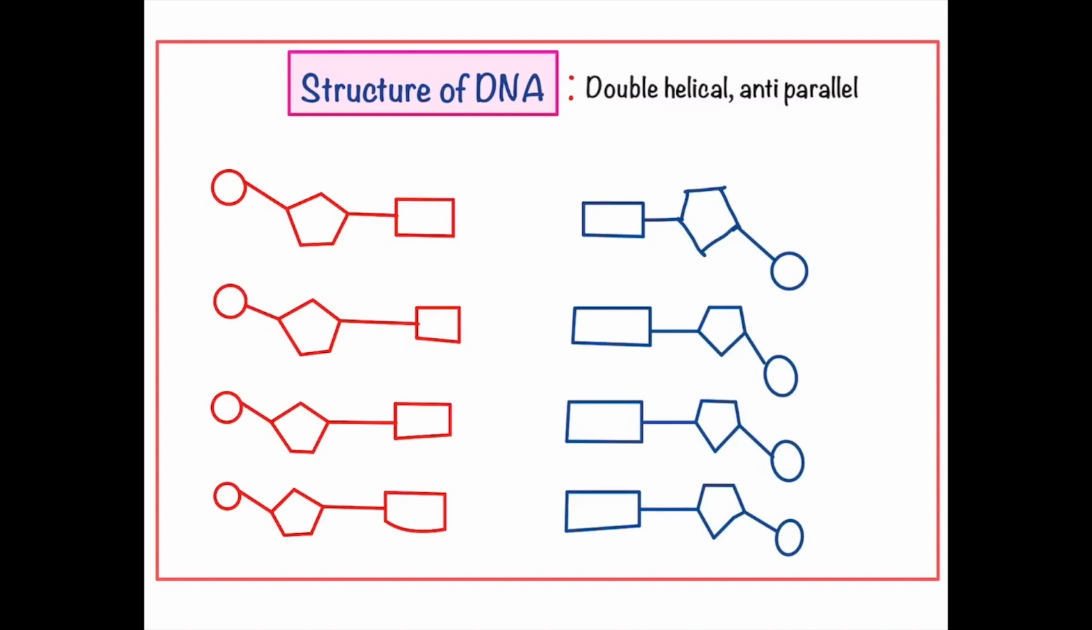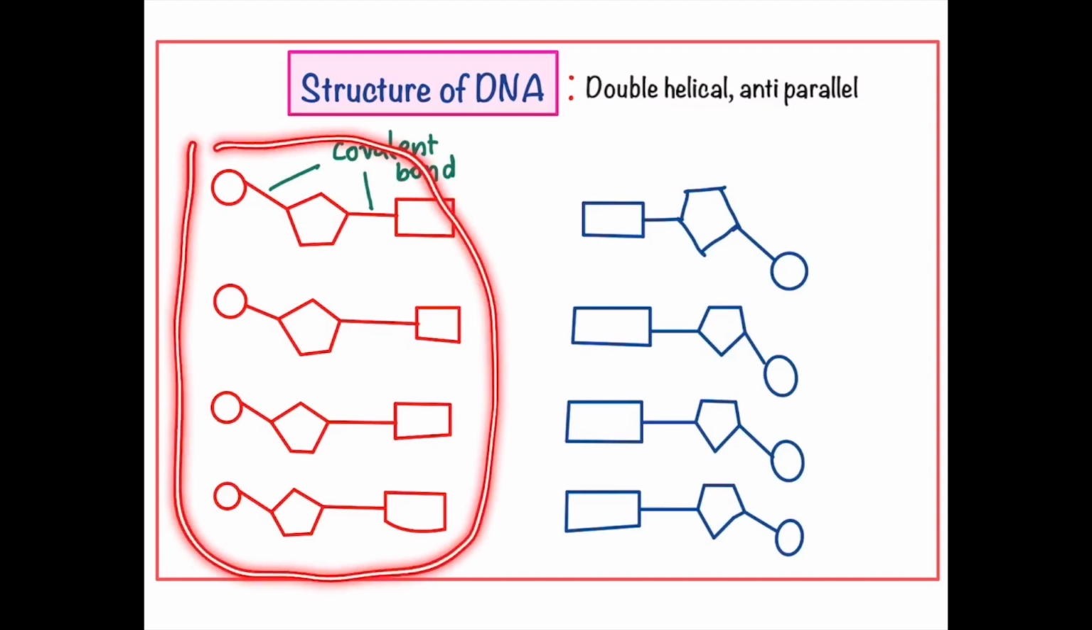So these are the 4 nucleotides for this particular strand and these are for another. Now we know that these are joined together by which bond? That we have already discussed in the structure of the nucleotide, right? So you will say covalent bond. So it's correct, they are joined by covalent bond. Now they are still not attached with each other, right? These all are separate, they have not yet made the strand of the DNA.